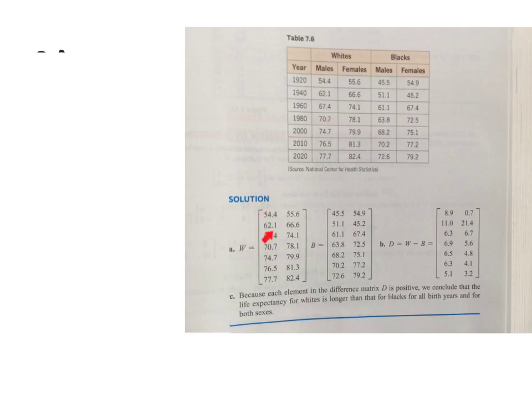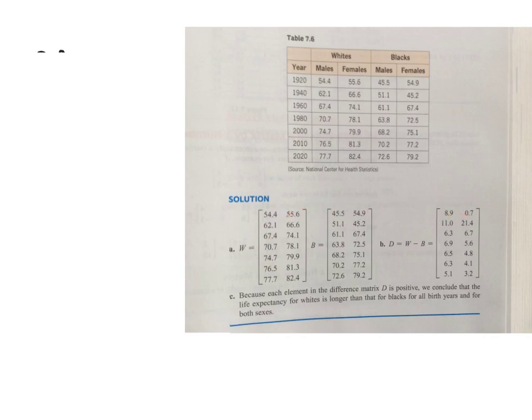Containing the life expectancy for whites. So there's our life expectancy for whites, males, females, and a matrix B for blacks, black males, black females. Okay? Use these matrices to find the matrix D, which equals W minus B. So this matrix minus this one. So we took this, minus this, and got that. This, minus this, and got that.